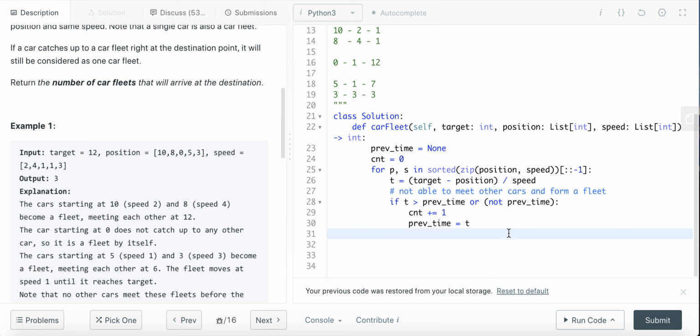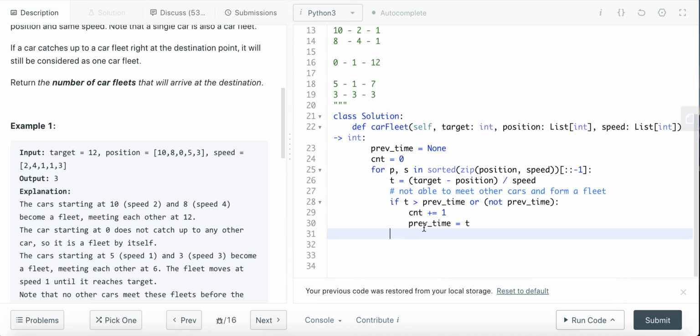Else, what if it can form a fleet? If it can form a fleet, then we are not creating another fleet. So that's why the count remains the same. And what if it is able to catch up with the car and meet and form a fleet? In that case, this fleet travels at the same speed as the slower car. Slower car means takes longer time to reach the destination.